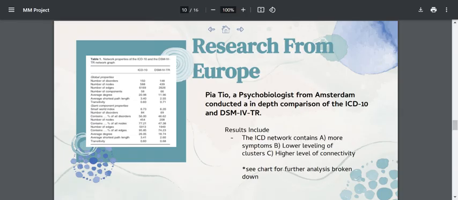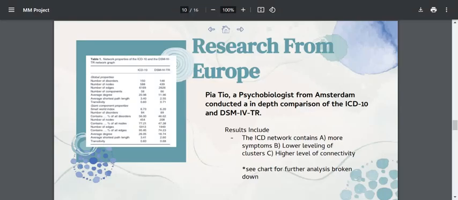we look at the first research article. Pia Teo, a psychobiologist from Amsterdam, conducted an in-depth comparison of the ICD-10 and the DSM-IV-TR. If you look at the table over here, you can see a direct comparison. When it says nodes, edges, and components, nodes are going to be symptoms. Edges are how clusters meet each other, like personality disorder clusters or hallucinogenic clusters, things of that nature.